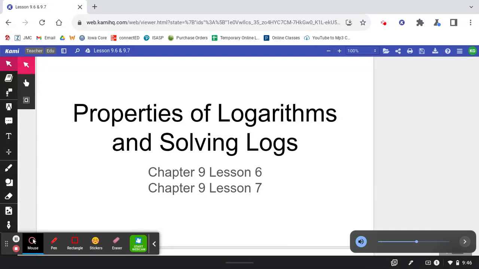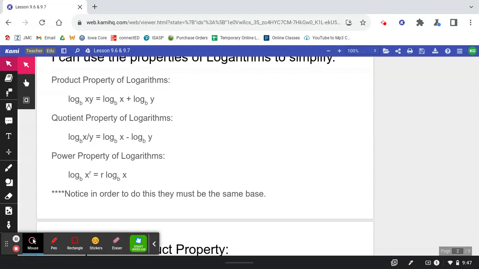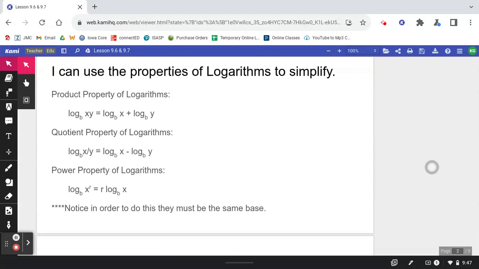Chapter 9, Lesson 6 and 7, Properties of Logarithms and Solving Logs. Okay, go ahead and pause here and write down these properties of logarithms.